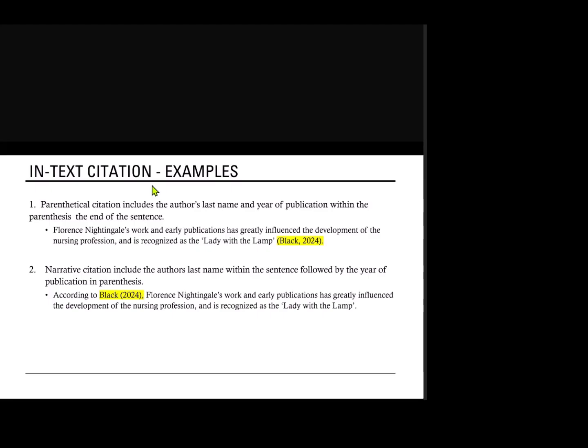The second example that I want to show you is that your reference can be part of a narrative in your sentence. And again, this includes the author's last name and the year that the work was published. But for this example, the writer starts out with according to Black, and then in parentheses, the year that the work was published. And Florence Nightingale's work and early publications has greatly influenced the development of the nursing profession and is recognized as a lady with a lamp. So there are two different ways of citing your references in a sentence, okay, depending on how you start your sentence. So I'm going to pause here and see if there are any questions.